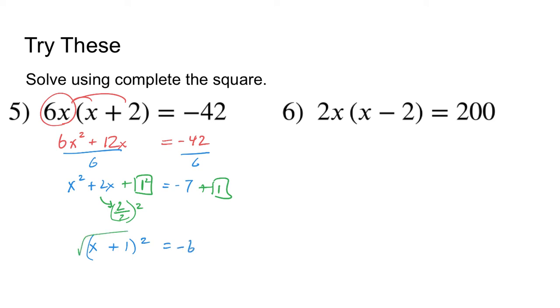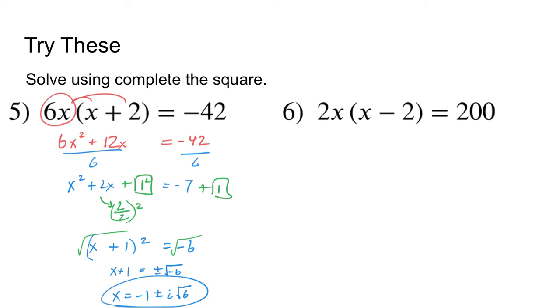I'll take the square root of both sides. That'll give me x plus 1 equals plus or minus the square root of negative 6. I'll subtract 1 from both sides. I'll get negative 1 plus or minus. I'll go ahead and simplify my radical, i square root of 6.